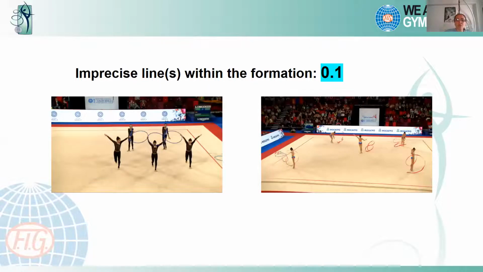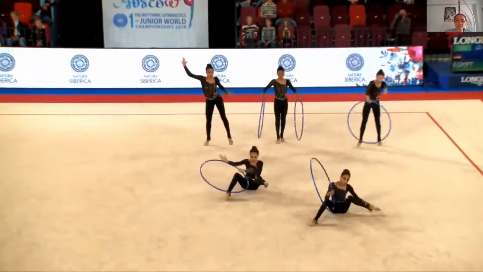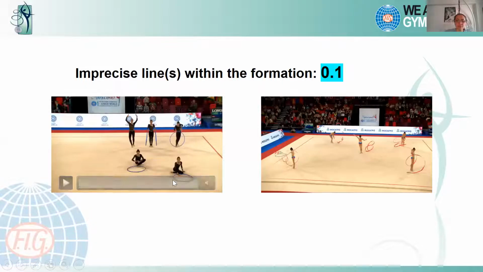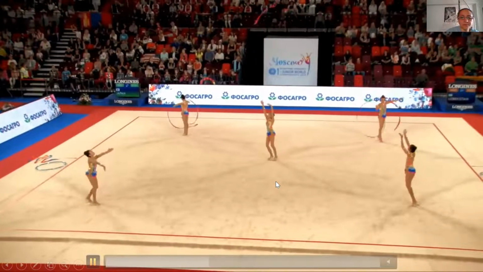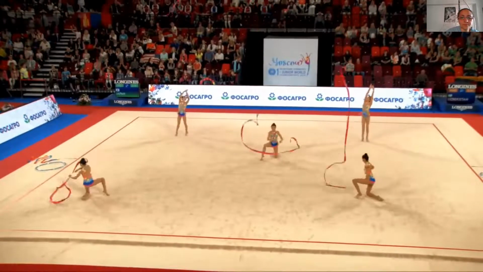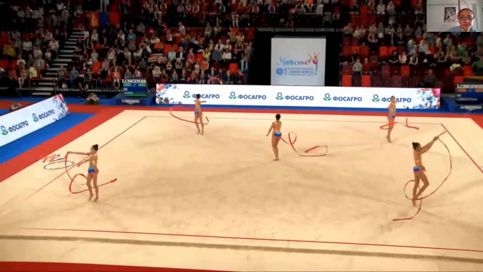Imprecise lines within the formation, 0.1. Look, the gymnast ended not on the same line. Imprecise, look at their lines. You can see them even in the picture now. The gymnasts did not finish in a precise line. So this is a 0.1. Here, imprecise line in the formations.